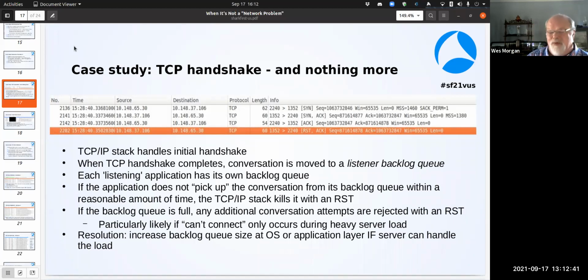The resolution to this problem, well, if you can do so, you can increase the backlog queue size at either the operating system or the application layer if the server can handle the additional load. And that's a very big if. Okay, you cannot just automatically say, well, the backlog queue is 120, let's double that. Well, that's just putting more people on hold, right? More people in the backlog queue. And if the application's not picking them up, they're just going to die off and you're not going to fix anything. So you've got to look for a deeper cause.